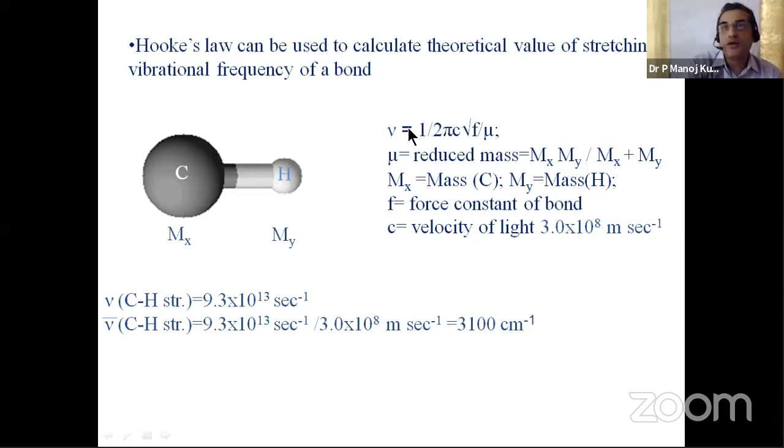You can make use of Hooke's law, where it tells that nu is equal to 1 by 2 pi c into root of F divided by mu. Mu means mass of this carbon into mass of this hydrogen divided by mass of carbon plus mass of hydrogen. Here I have put it mx into my divided by mx plus my. That is this mu. F represents what? The force constant. It has got something to do with strength of the bond. Again, I will just represent it here.